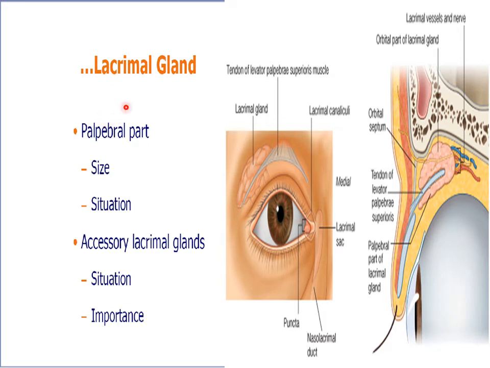Let us discuss the palpebral part. It is one-third of the size of the orbital part, and it is situated below the tendon of levator palpebrae superioris. Above the tendon of levator palpebrae superioris we have the orbital part of the lacrimal gland, and below the tendon we have the palpebral part.